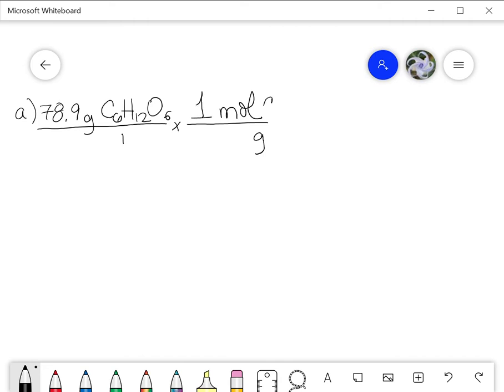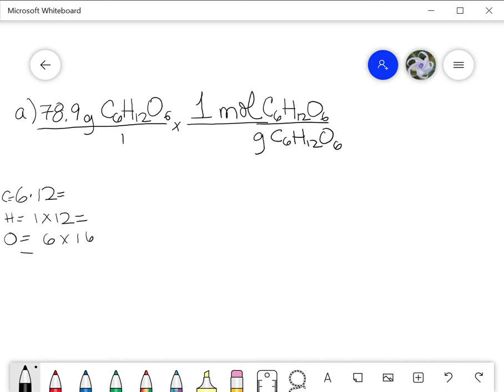So I need to know how much 1 mole of glucose weighs. And so I'm going to do my side calculation for 6 carbons and 12 hydrogens and 6 oxygens. So when we tally that all up, we should get 180.